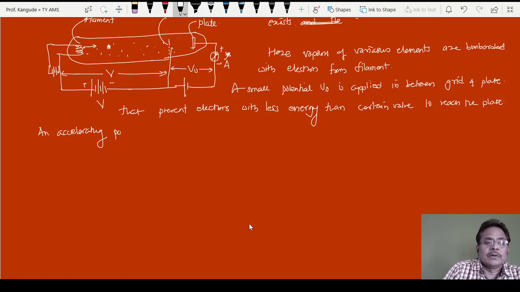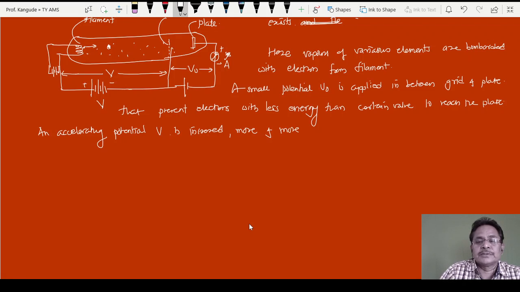Then the accelerating potential, capital V, is increased. When we increase this potential, the number of electrons traveling from the filament through to this end goes on increasing. More and more electrons arrive at the plate.